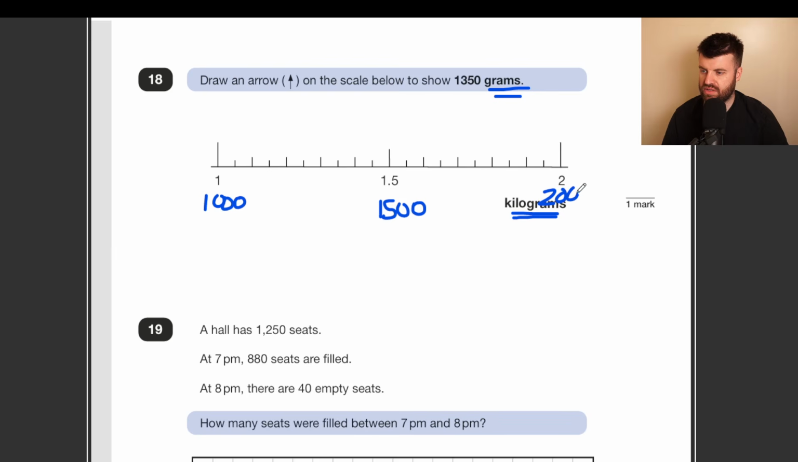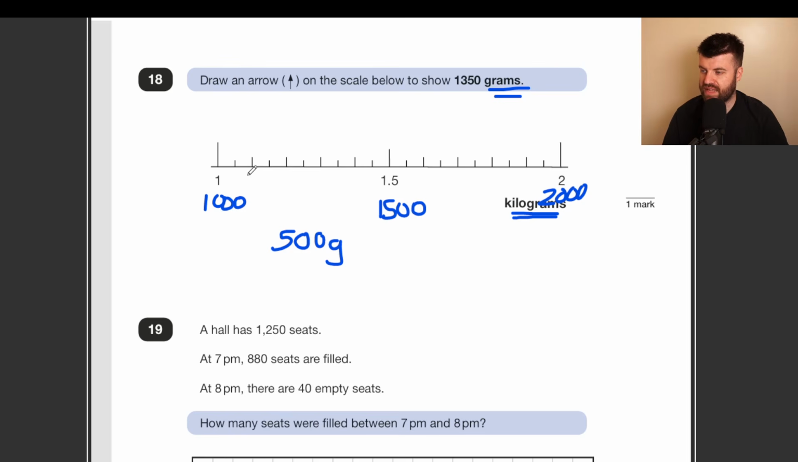And this is 2,000. Now it becomes easier for me because I prefer working with whole numbers like this than decimals when it comes to a scale. So what are we going up in? Well, 1, 2, 3, 4, 5, 6, 7, 8, 9, 10 jumps to go from 1,000 to 1,500. So 10 jumps to add 500 grams. That means each jump is 1/10 of 500.